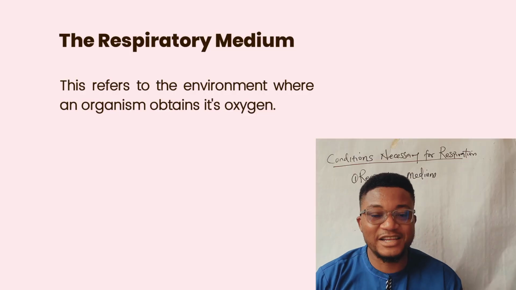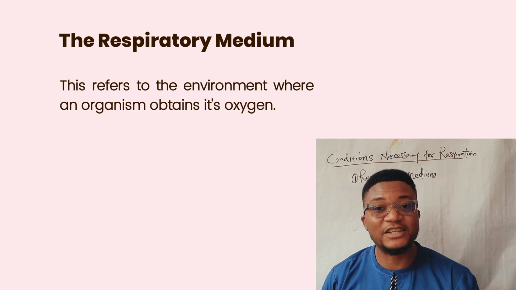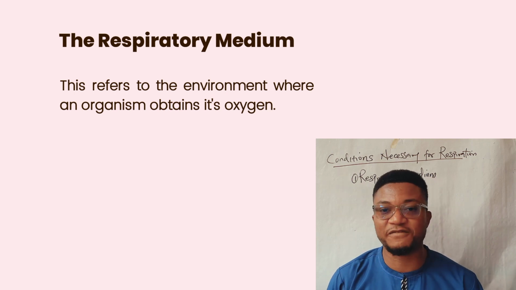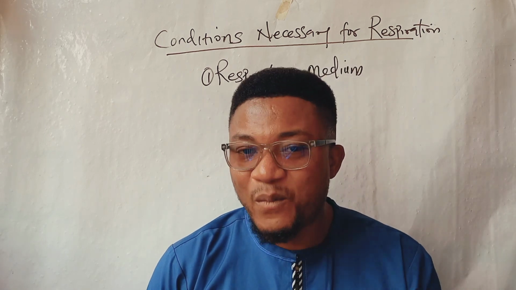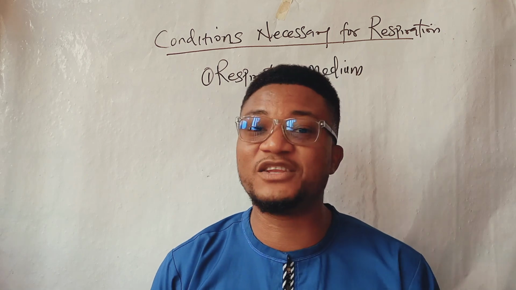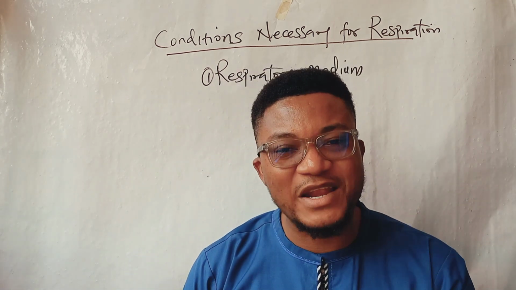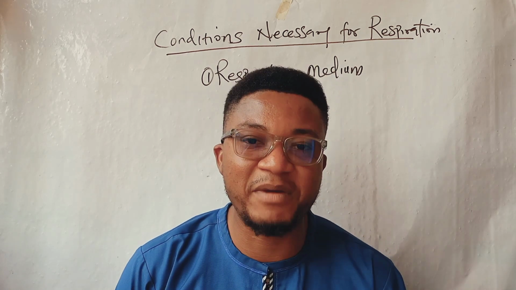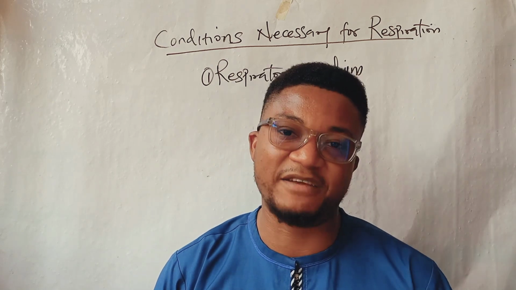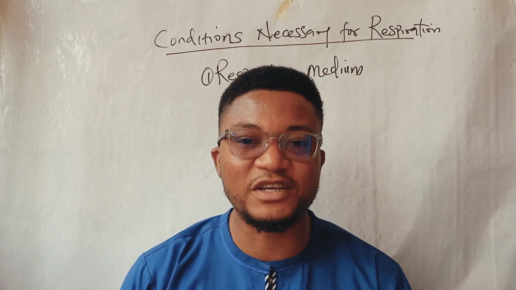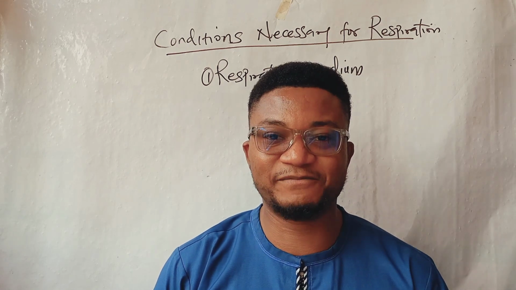So there must be a surrounding. There must be some place that the organism will get the oxygen from. And if you talk about living organisms, you definitely know that one of the major places that living organisms will get the oxygen from is the water or the air. You can now begin to understand that this condition is major. For respiration to happen, there must be an environment whereby the living organism will either obtain it from the water or from the air.